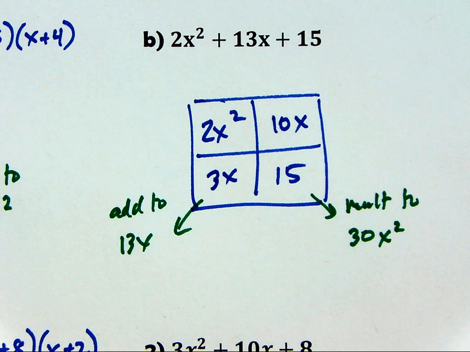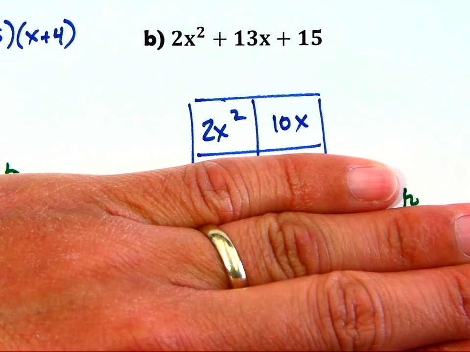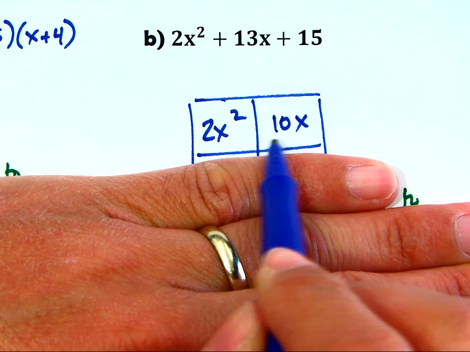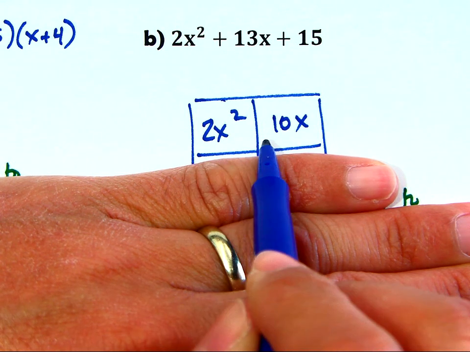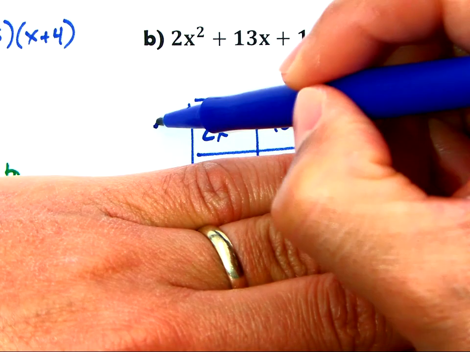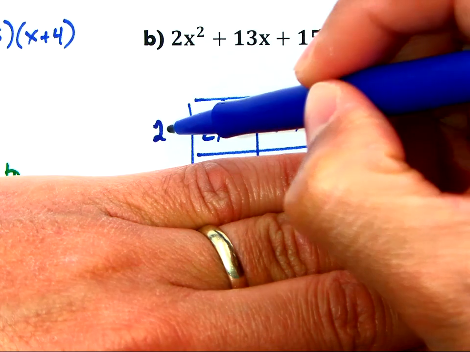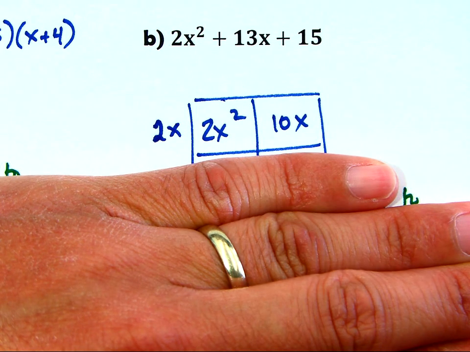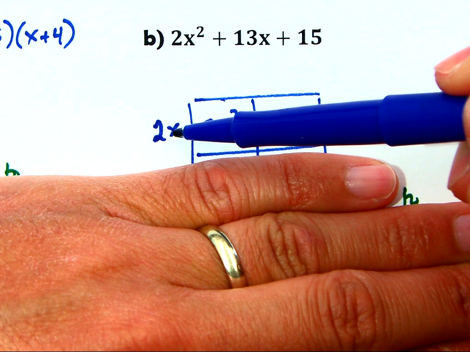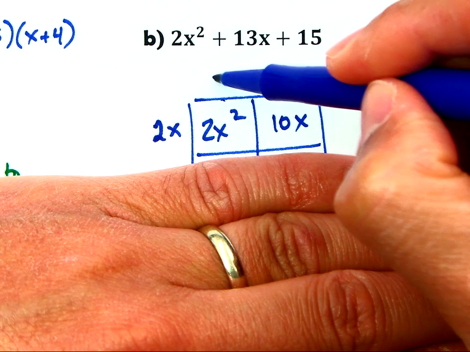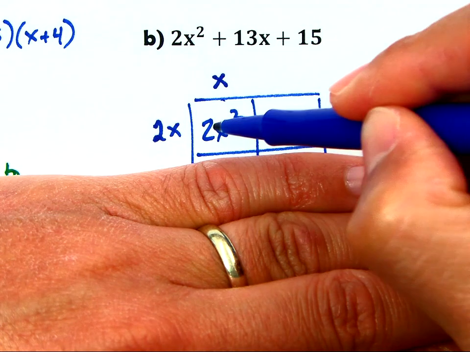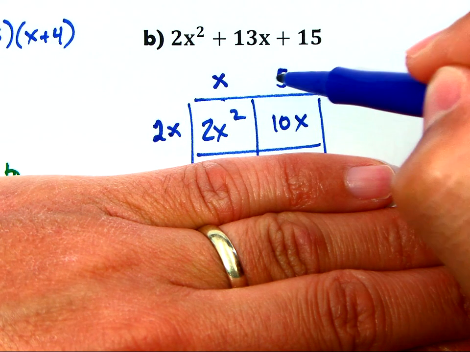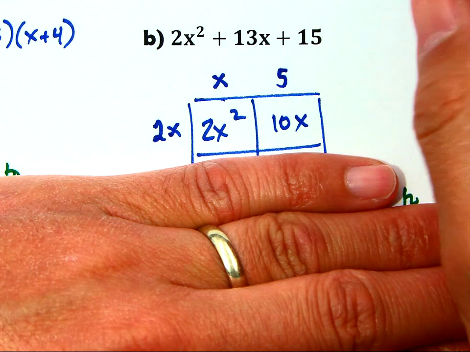Okay. All right, so what I like to do here is just look at the first row, and see what these two terms have in common, right? They're both divisible by 2, and they both have a power of x. Really what I'm doing here is finding the GCF of these two terms. So now that I know that this factor is 2x, this factor has to be x, right? It's the only way to get 2x squared. And this factor has to be 5, right? 2x times 5 is the only way to get 10x.